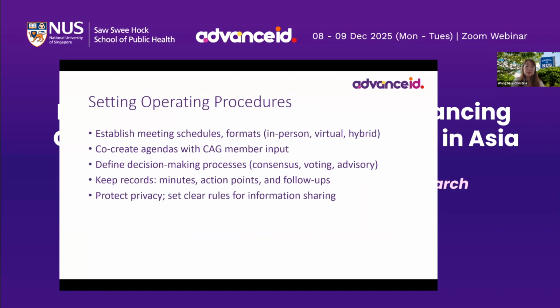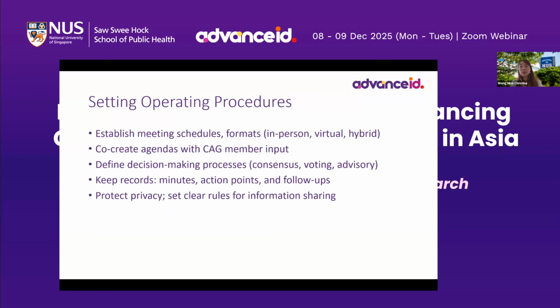Okay, setting operating procedures is also important. We need to establish meeting schedules and the format, whether it's going to be in person, virtual, or hybrid. And then there are sometimes co-creation of agendas with CAG member input, especially if they would like to hear more about certain parts of the clinical trial or the research, or if there's also training that they want.